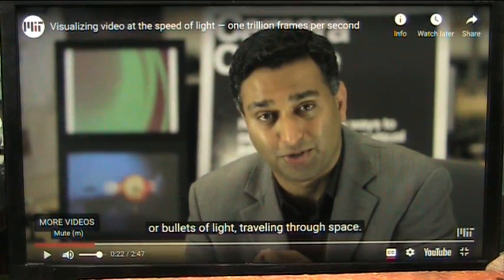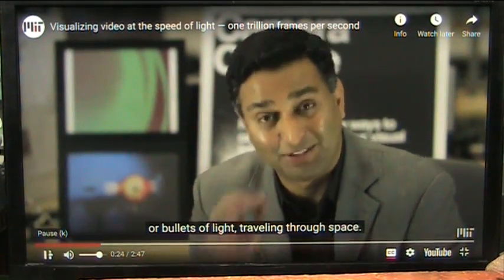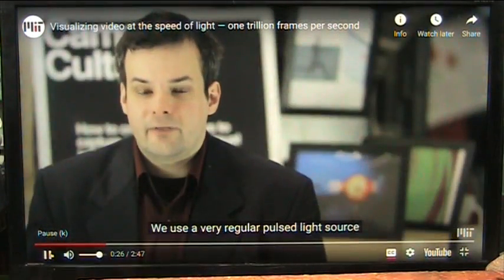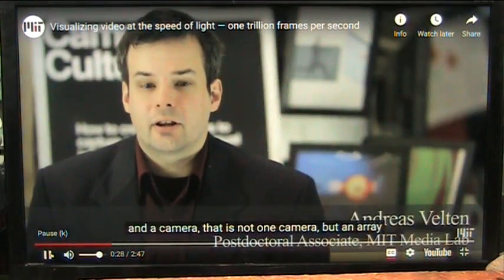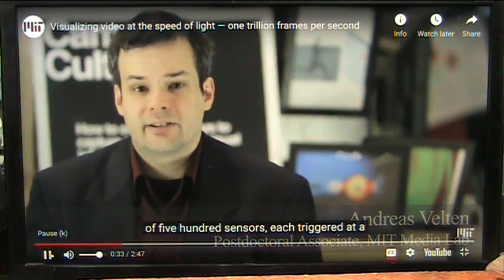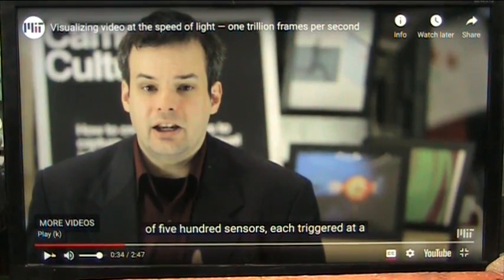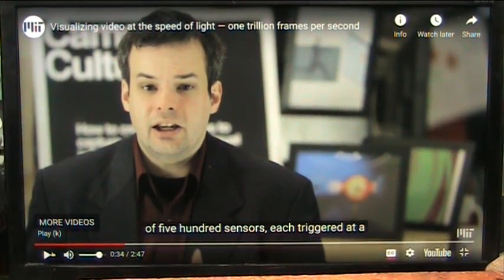Okay, here's what they did. They're looking for bullets of light traveling through space. We use a very regular pulsed light source and a camera that is not one camera, but an array of 500 sensors. So this is how they did it: they used 500 cameras, a regular pulsed laser, and regular cameras. And we did the same thing, only we used one camera, but we got stunning effects.